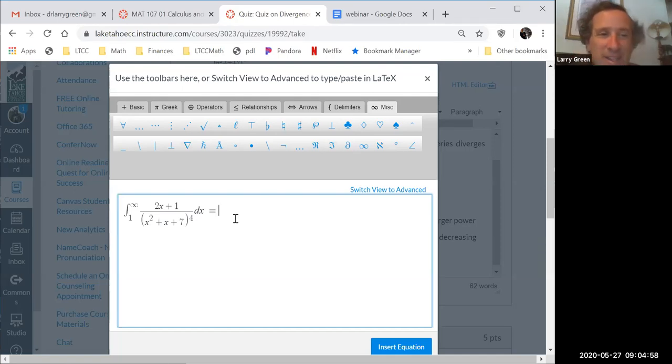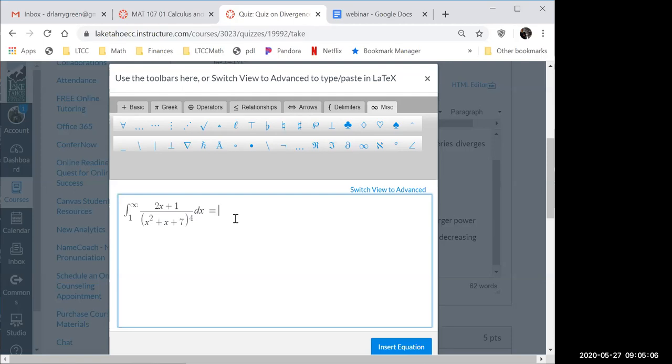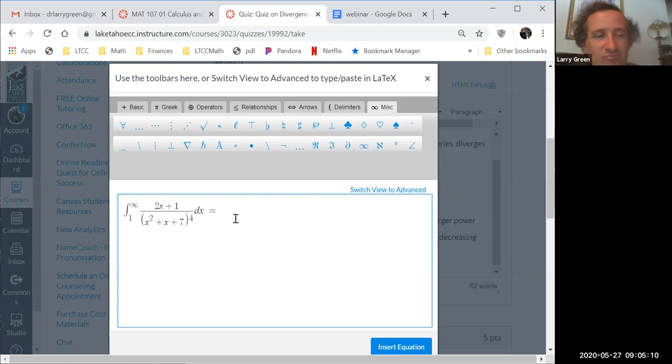U sub. The derivative of x squared plus x plus 7 is 2x plus 1. Is that clear? So that's the reason why this is easy, because the derivative of the inside is the top. Otherwise, this is a mess. The 4 has nothing to do with it. If it had been x squared plus 3x plus 7, this is not fun at all.